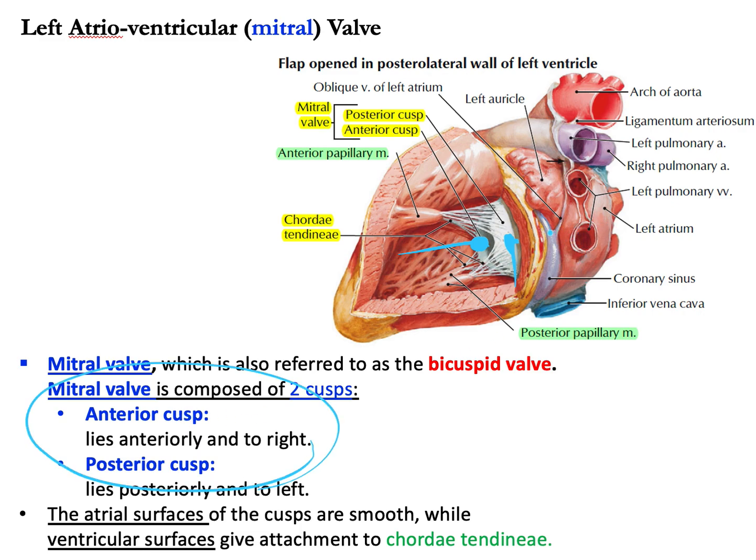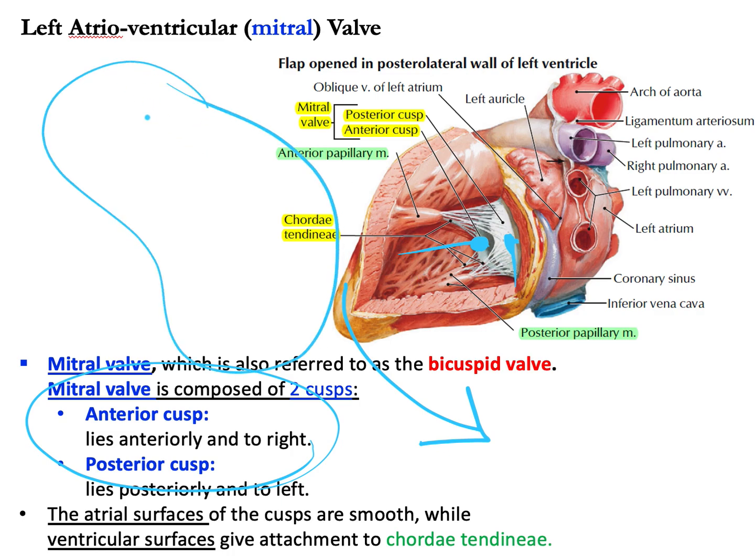We are looking at the heart from the left side. Just twist the heart in this way. Put it in an anatomical position. So this is the heart in anatomical position, and this is the anterior cusp, and this is the posterior cusp.